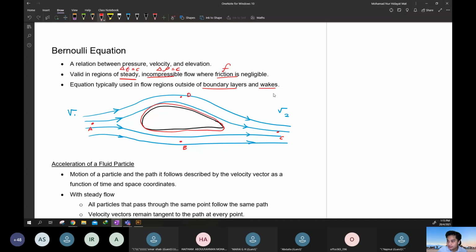And wakes. What is a wake? A wake is the flow wake due to turbulent flow. When you analyze using advanced technology, you can see the wakes, like this. The swirling flow is a turbulent flow. It is a wake here. So that means the Bernoulli equation cannot be applied inside this wake, as well as inside this boundary layer. So far, do you understand the Bernoulli equation, the principle that cannot be applied throughout the region, everyone?